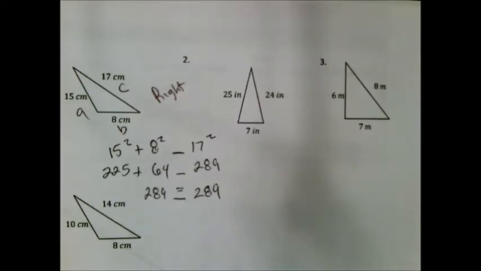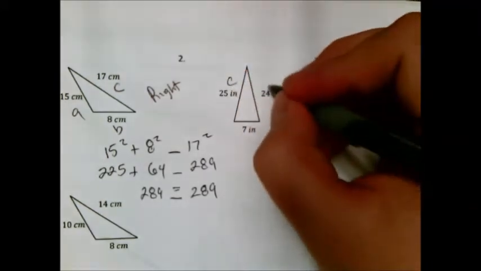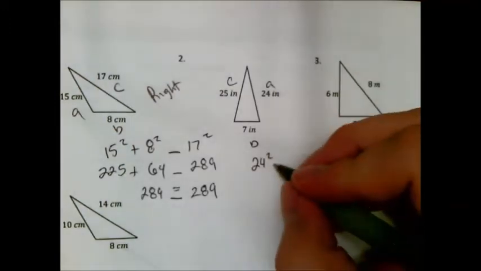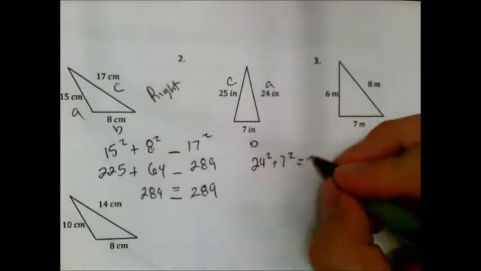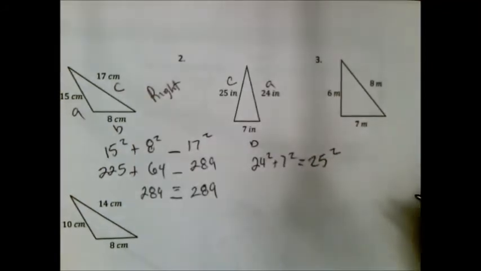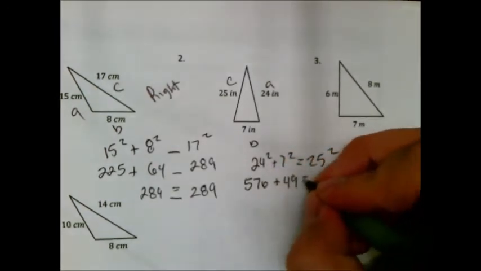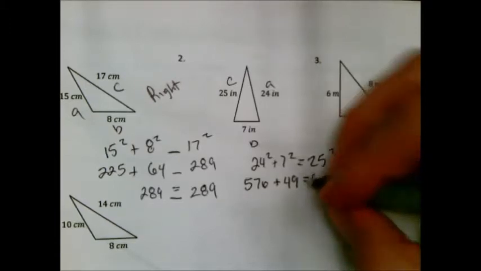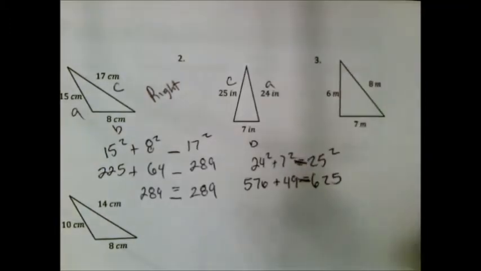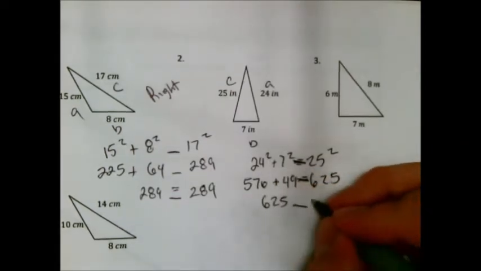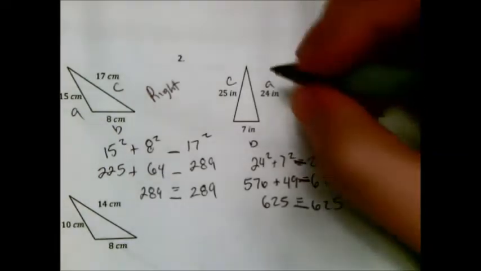Let's do the next one. Longest side is here, so this is C, A, B. So that's 24 squared plus 7 squared equals 25 squared. 24 times 24 equals 576 plus 49 equals 625. Keep forgetting. So then when you add these two together, you get 625. 625, they're equal, so this is also right.